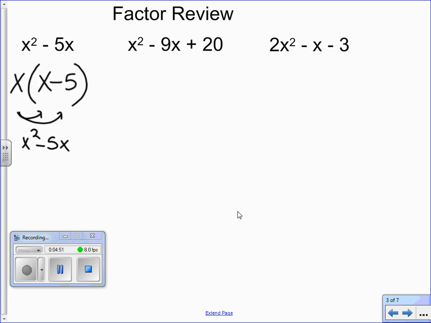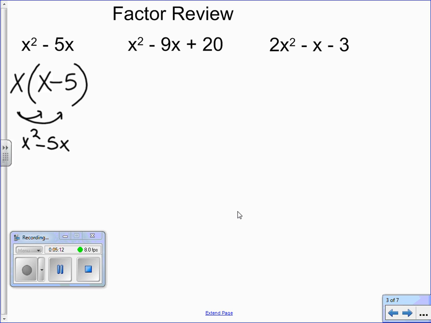We'll look at the middle one, which adds a term on the back. So now I have x squared minus 9x plus 20. Well, I look at all three terms. Do they share anything in common? Not anymore, right? Not all of them have an x. Not all of them share the same numerical factor.